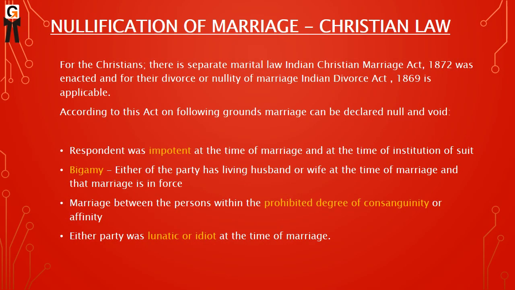For Christians, there is a separate marital law. The Indian Christian Marriage Act, 1872 was enacted. And for their divorce or nullity of marriage, the Indian Divorce Act, 1869 is applicable. According to this act, on the following grounds a marriage can be declared null and void. The respondent was impotent at the time of marriage and at the time of institution of the suit. Or bigamy: either of the parties has a living husband or wife at the time of marriage and that marriage is in force. Or marriage between persons within the prohibited degree of consanguinity or affinity. Or either party was a lunatic or idiot at the time of marriage.